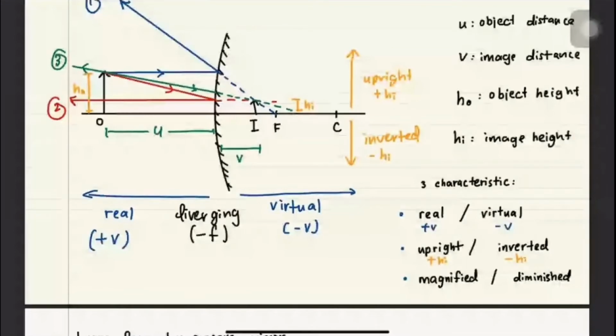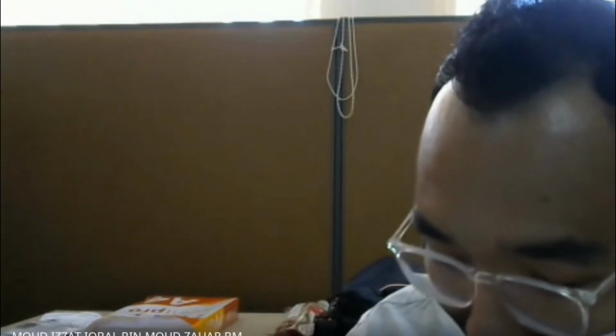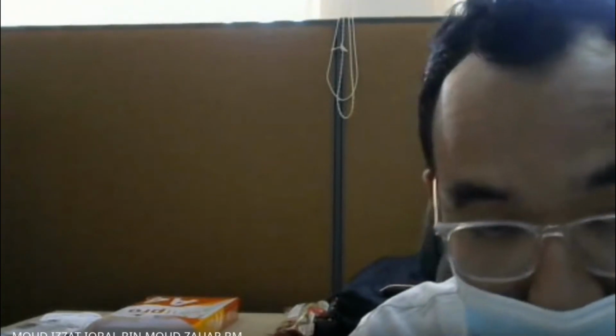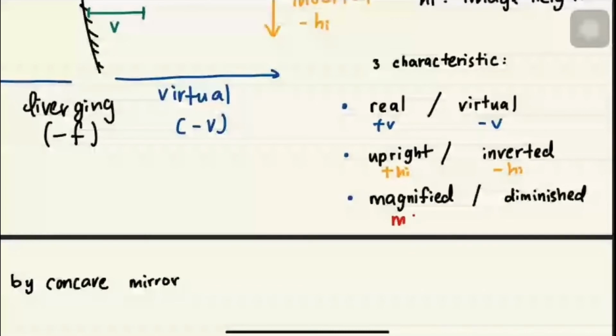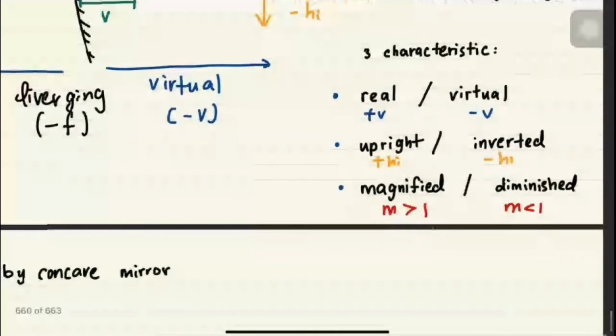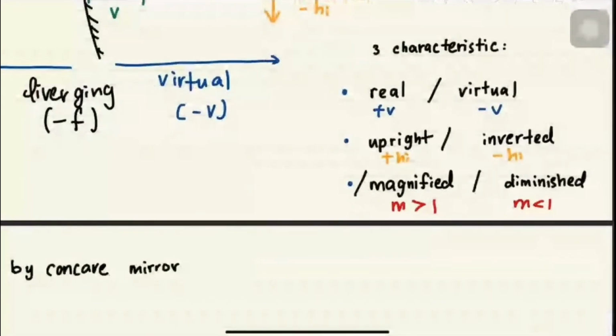Okay, and then the last one is about magnified and diminished. Magnified, obviously, the image is bigger than the initial object. Diminished, the image will be smaller than the initial object. The significance of that is in terms of M. So if it is magnified, M, magnification, is bigger than 1. Later on you will learn. And diminished, M is less than 1. Okay, if it is the same, then M is equal to 1.